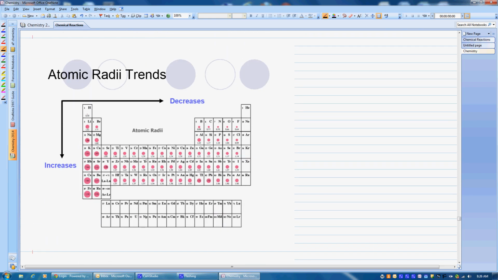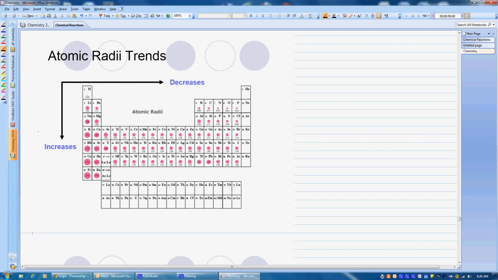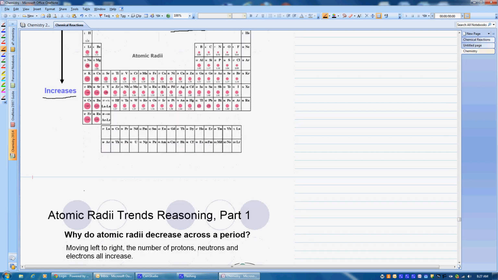The trends we see here are that as you go across the periodic table, the radius decreases. That means our atoms get smaller. As we go down, they get larger. You can see that with this picture. As you go across, lithium is much bigger than fluorine, and as you go down, hydrogen is much smaller than francium. So we need to talk about why this happens.